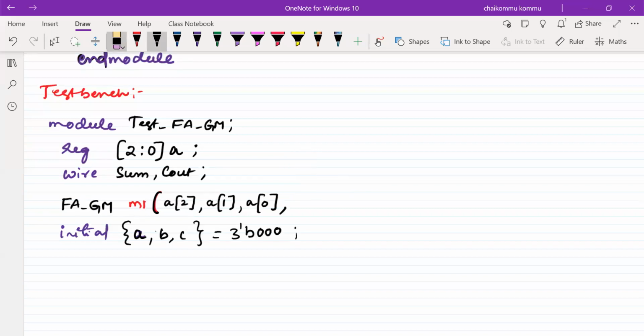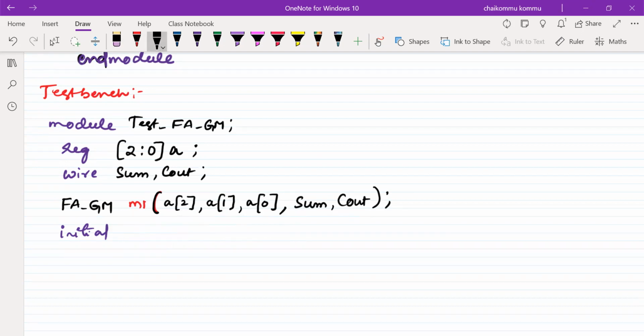Next we are going to write the sum signal and cout. Why am I not writing sum and carry as vector notation? Because in the test vector I don't want to mention sum and carry. Whatever they may be, let them be like that. I want to mention only the inputs. That's the reason I am making use of the facilities in Verilog. So initially A is equal to 3 bits of all zeros.